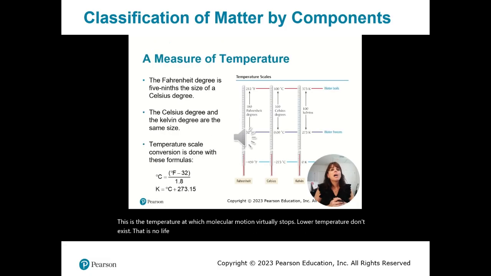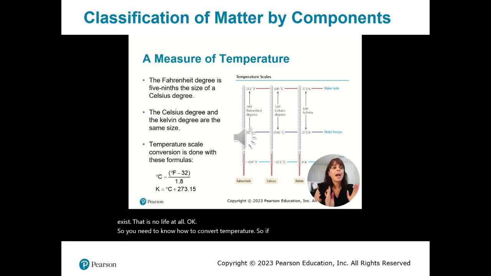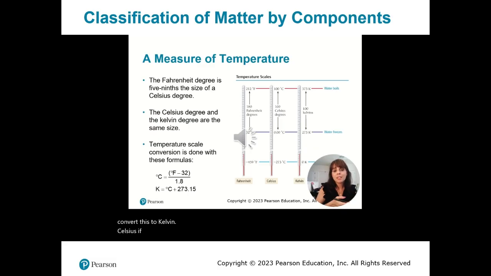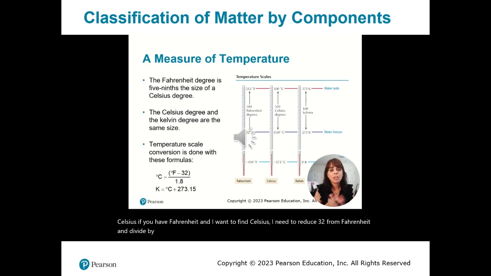So you need to know how to convert temperature. If I have Celsius and I add 273.15, I will convert it to Kelvin. If you have Fahrenheit and you want to find Celsius, you need to subtract 32 from Fahrenheit and divide by 1.8, and then you will have Celsius. It's important to know how to convert.